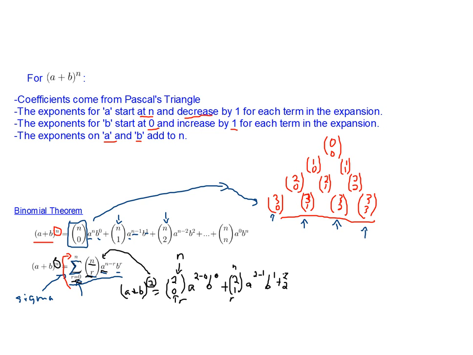So that's a bad 2. Let's fix that up. So n is 2, r is 2. So we're doing 2 choose 2. A to the 2 minus 2. And b to the 2. And then we can evaluate from there and go ahead and simplify things.